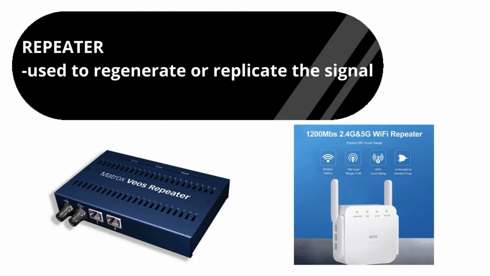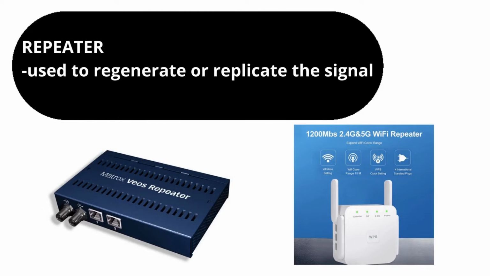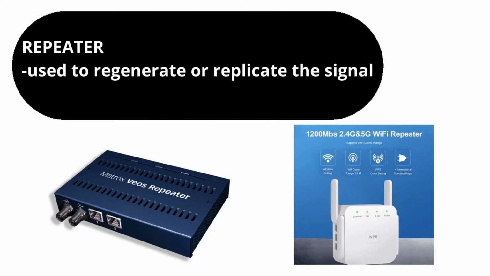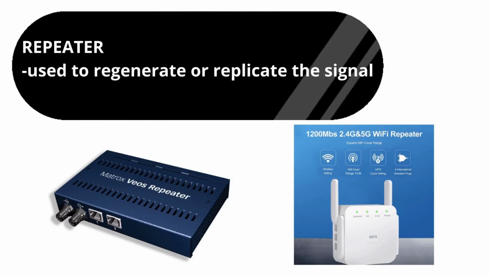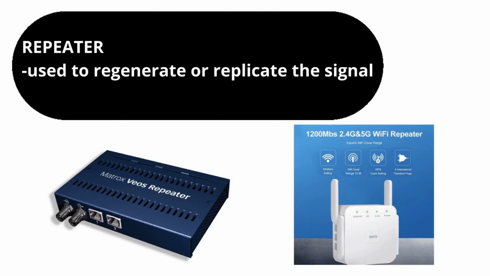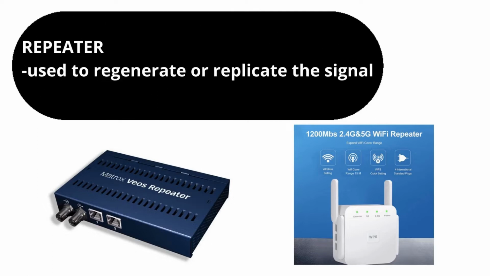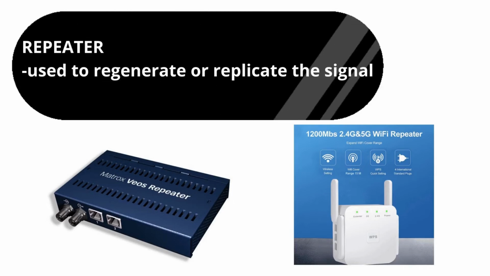And lastly, we have the repeater. From the word repeater, it replicates or regenerates our signal. It is used in transmission systems to regenerate analog or digital signals distorted by transmission loss. In this example, we have the Globe Wi-Fi repeater. If you want to boost your router, they use this kind of Wi-Fi repeater.